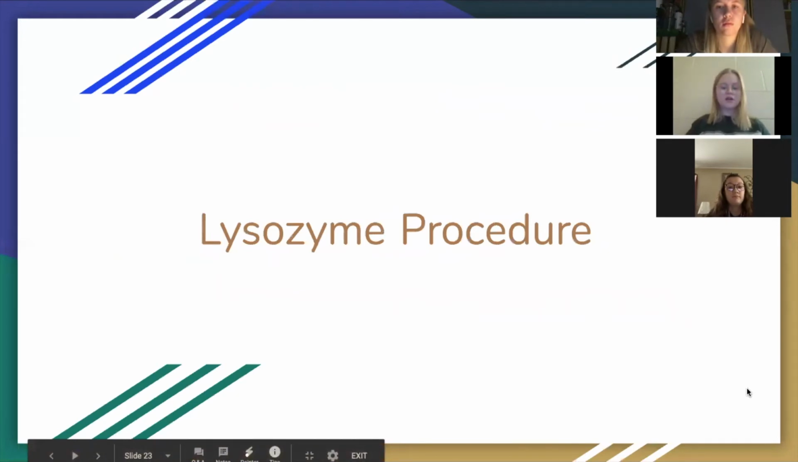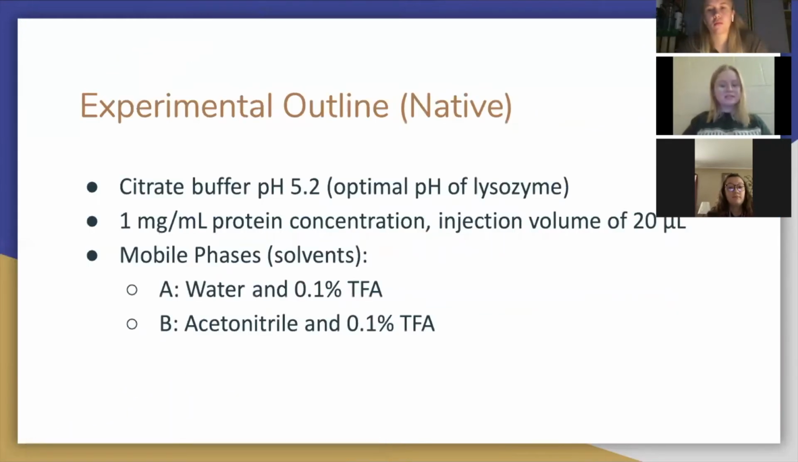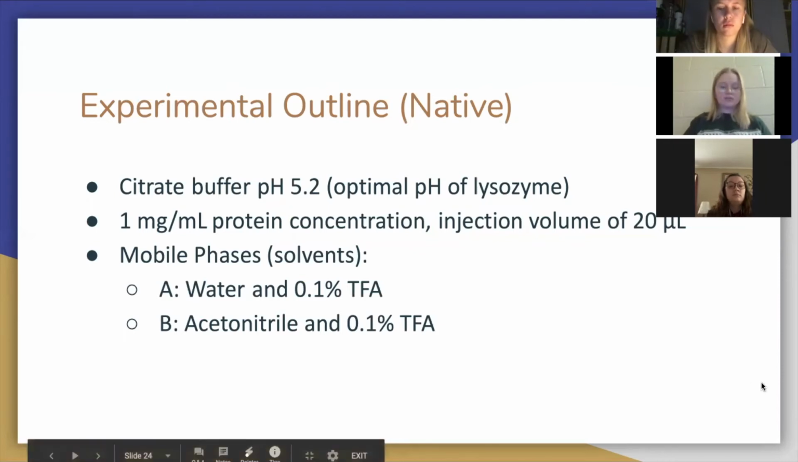Lysozyme procedure. Lysozyme was performed with both DTT and mercaptoethanol. Experimental outline for the native. There was a citrate buffer with a pH of 5.2, 1 milligram per milliliter protein concentration, and the injection volume was 20 microliters. The mobile phases, which were solvents, were water with 0.1% TFA and acetonitrile with 0.1% TFA.